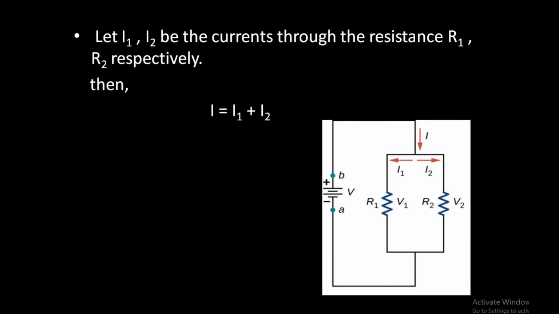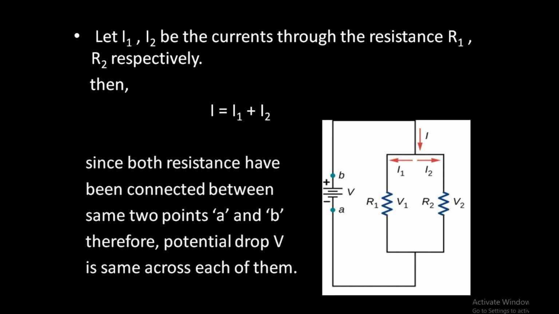Then the total current I is equal to I1 plus I2. Since both resistances have been connected between the same points A and B, the potential difference V is the same across each of them. That is V1 equals V equals V2. Or we can say the potential drop across R1 and R2 is equal to V. I think it's clear.